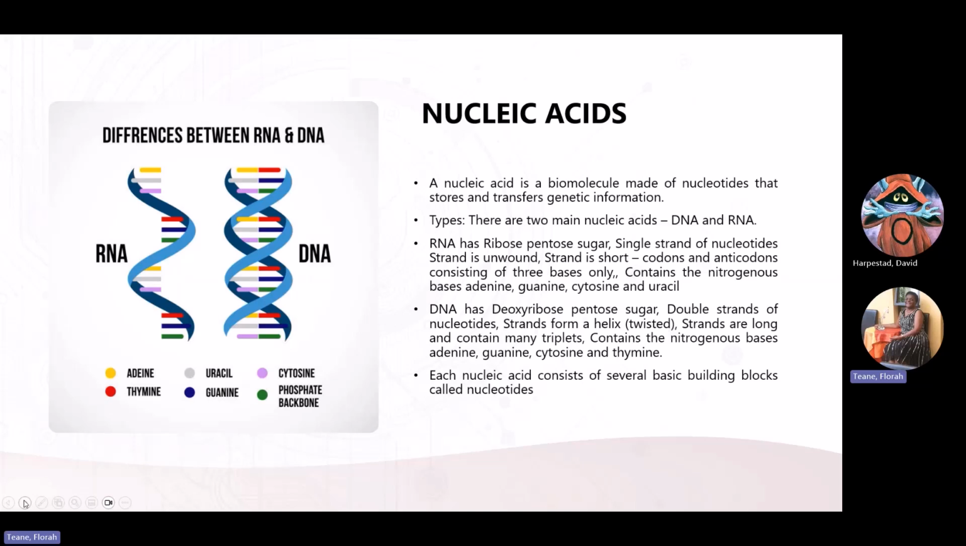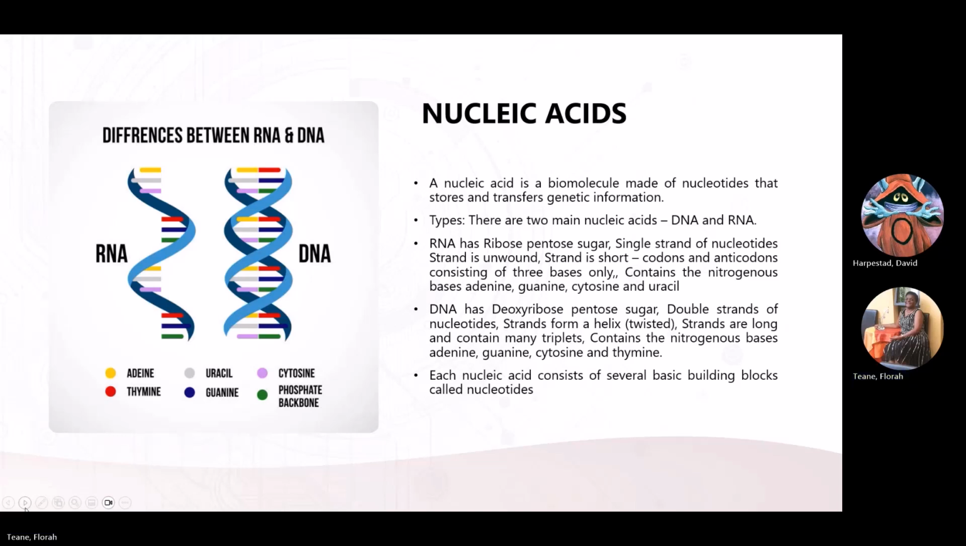What are nucleic acids? Nucleic acids are biomolecules made up of nucleotides that store and transfer genetic information. We have two types of nucleic acids, that is deoxyribonucleic acid, abbreviated as DNA, and ribonucleic acid, abbreviated as RNA. And let me just show you how different the two nucleic acids are.